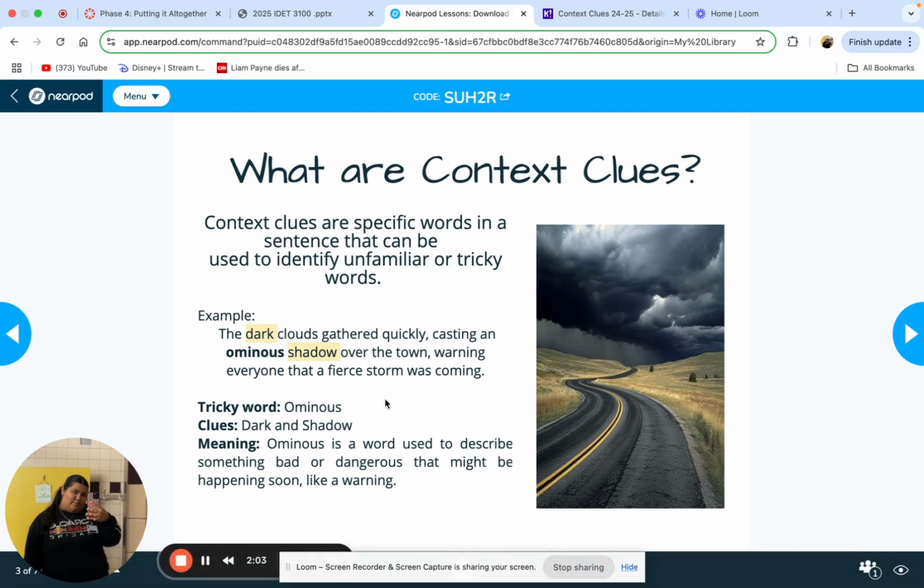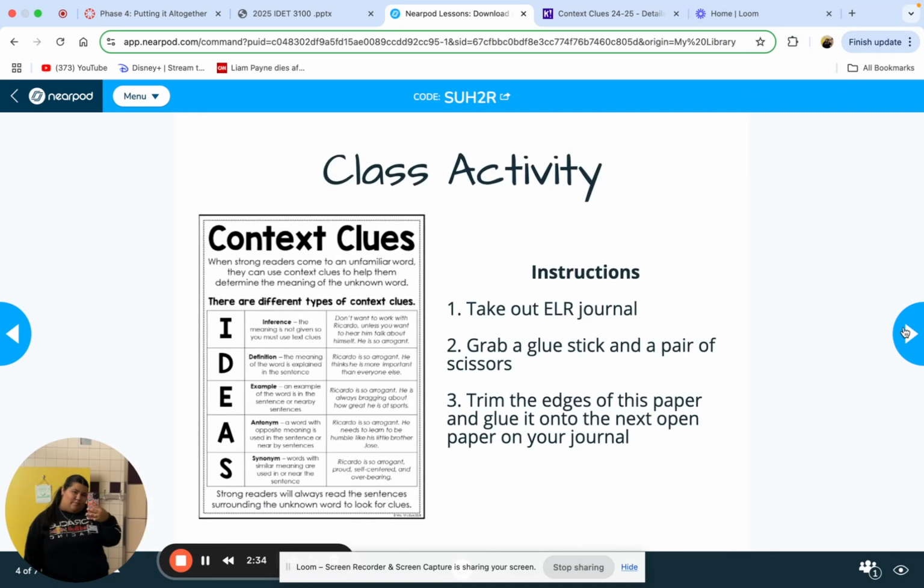So this will include the definition for context clues, but also an example, which would be a sentence, and it will have the bolded word, the tricky word, and it will have two words that will help them identify the meaning of the one bolded word. It can be two or more, but I'm using two for this sake. But I will ask them stuff like, "What is the tricky word? What clues did you find? And what is the meaning?" And obviously, it's going to include a little visual. And then we'll have a class activity.